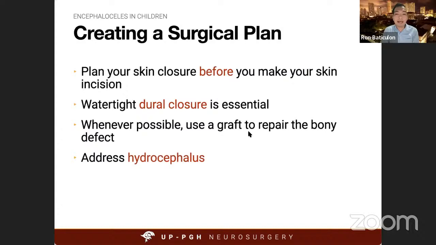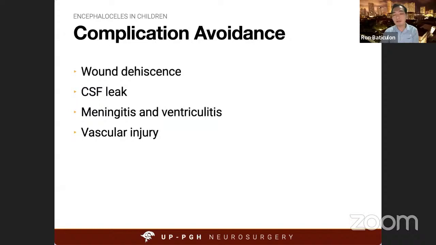Now, there's a question of whether to address the hydrocephalus first before you repair the encephalocele. Again, two schools of thought. There are people who repair the hydrocephalus and the encephalocele in the same sitting. There are people who prefer to shunt first before they treat the encephalocele. There are no clear-cut recommendations in this. It really depends on your setting and your experience. Of course, if you've got ongoing infection, it would be best to defer shunting until the infection is cleared.